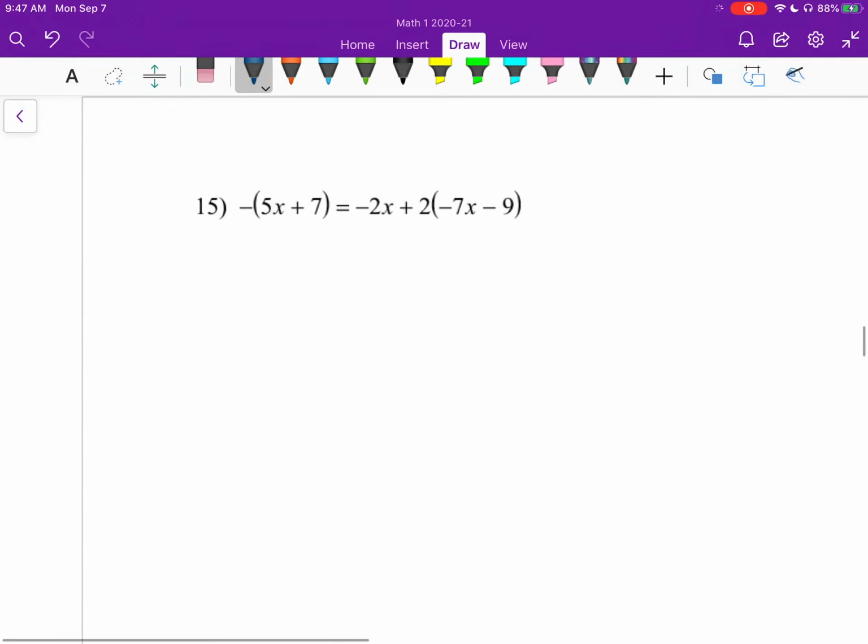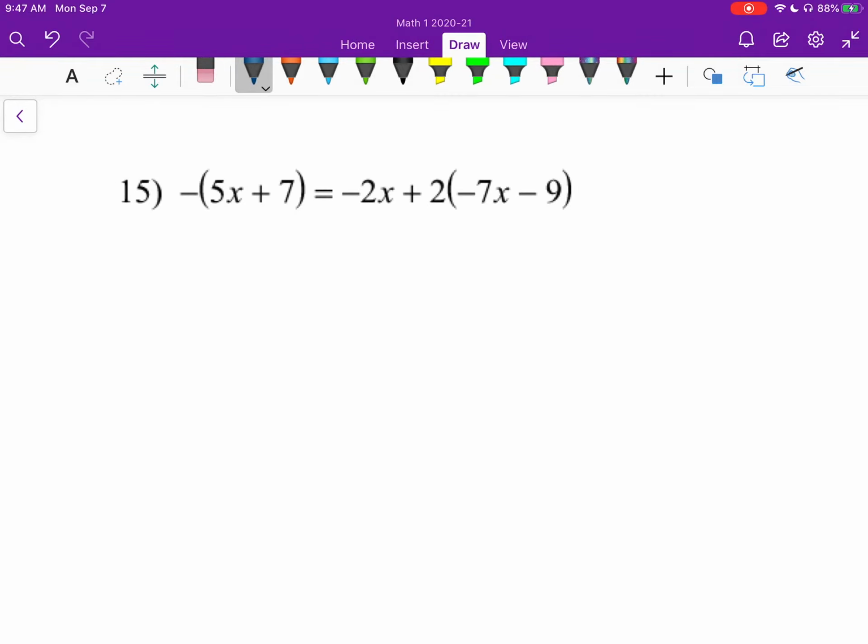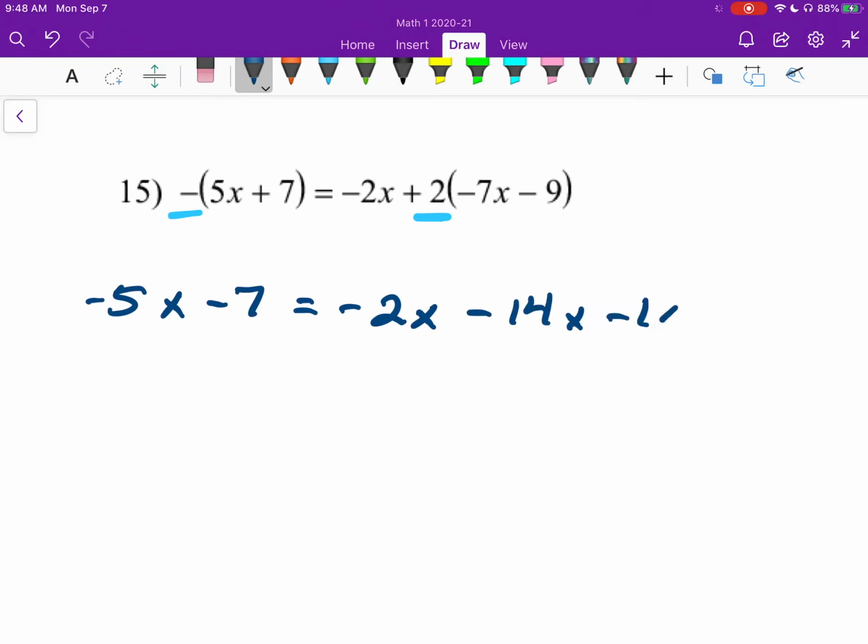All right. Number 15. I'll start off by distributing the negative and the 2. So I'm going to distribute this negative and this 2. Here, that kind of covers up the problem. This negative and this 2. So I'm going to have negative 5x minus 7 equals negative 2x minus 14x minus 18.